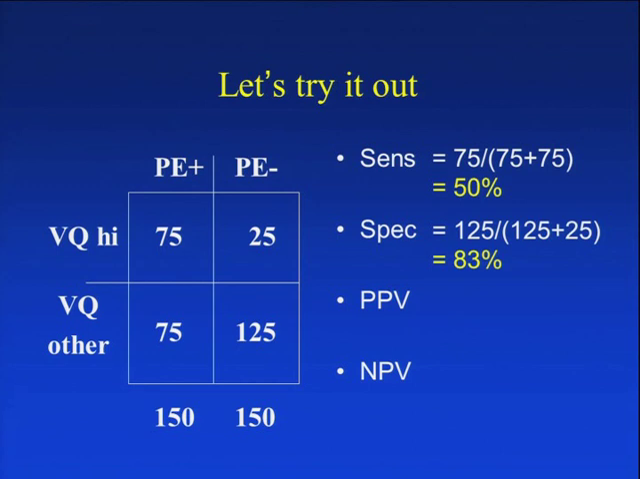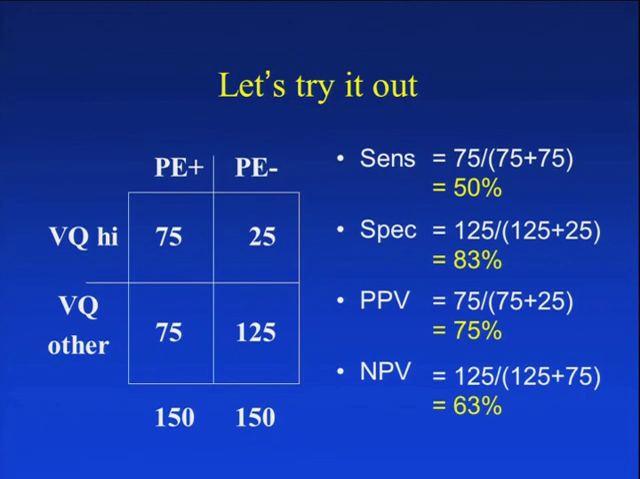You also can determine your positive and negative predictive values. Of all the people who tested positive with the experimental test, the percentage that actually had the disease is 75 over 100. 75%. You can do the same for the negative predictive value, which is, of all the people who tested negative for the test, the percentage that truly didn't have the disease. That's 125 over 200, which works out to about 62.5%.